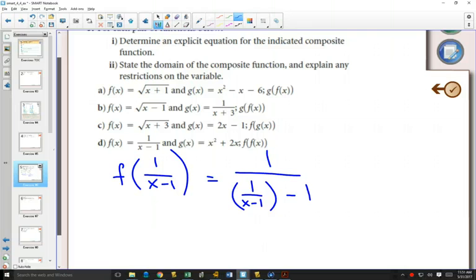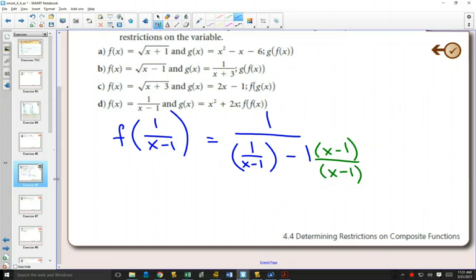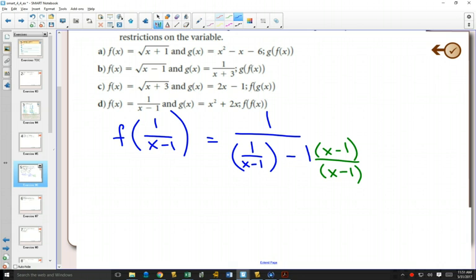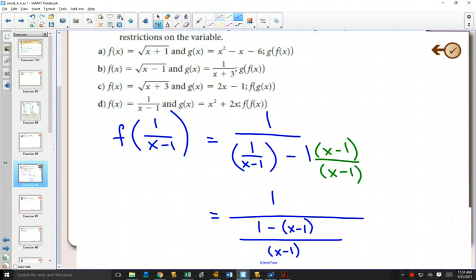So now we have a fraction within a fraction. If we think about how do we deal with fractions within fractions, you try to get a whole fraction in the numerator, a whole fraction in your denominator. So in my denominator, I'm going to have to multiply this 1 by x minus 1 over x minus 1 to get a common denominator, and then I can add things together. So I'm still going to get a 1 on top, and on the bottom, I'm going to have 1 over x minus 1, I now have a common denominator of x minus 1, and it's going to be 1 minus x minus 1.